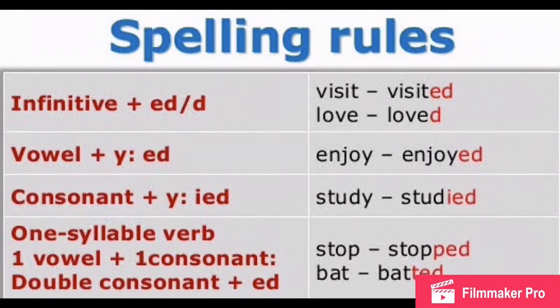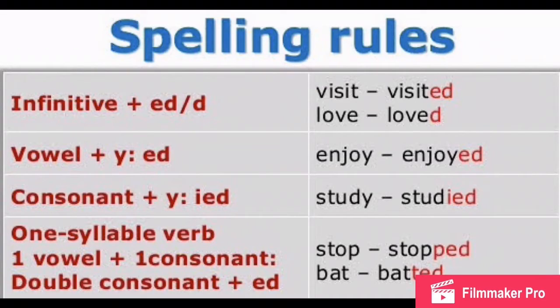So now we are going to check some spelling rules about simple past verbs. We are going to add ed or d to them. Example: visit, visited; love, loved. If the verb finishes with a vowel plus y, we are going to add ed: enjoy, enjoyed.